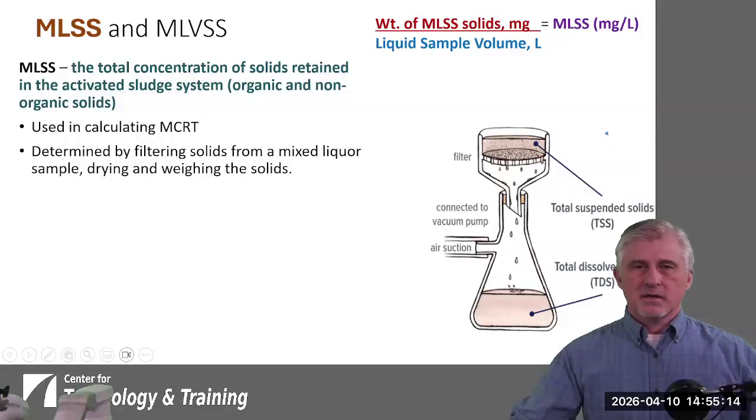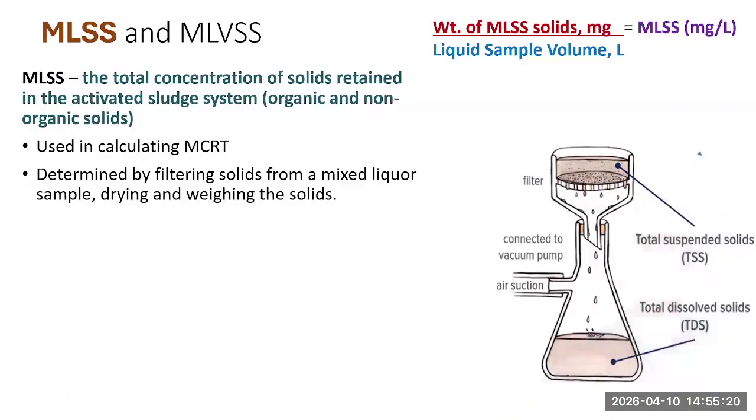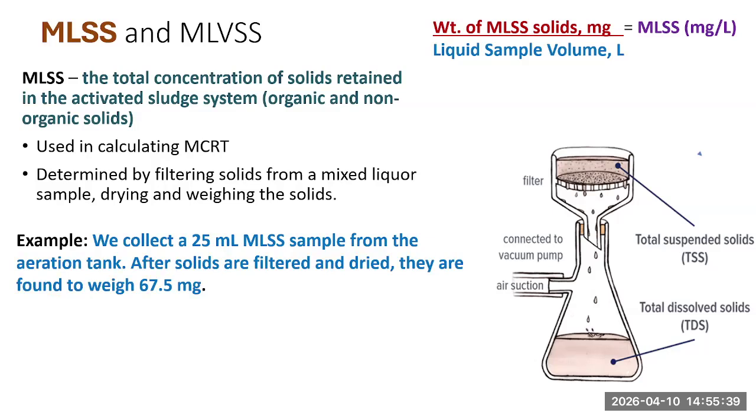As you can see from this diagram, we've got our total suspended solids. We've got a filter. There's a vacuum placed on this, and it pulls this down. Total dissolved solids end up on the bottom. Total suspended solids end up on top of this filter, and that's how we separate those out. So we've got an example. We collect a 25 mL MLSS sample from an aeration tank. After the solids are filtered and dried out, they are found to weigh 67.5 milligrams.